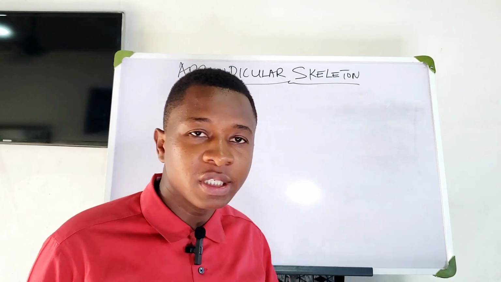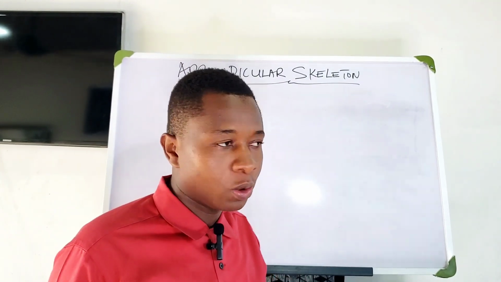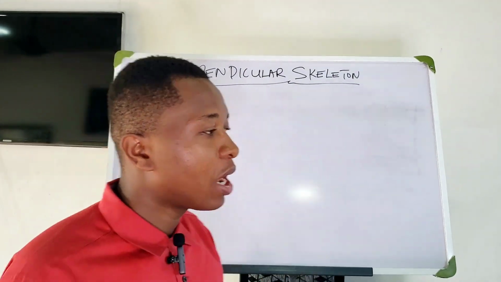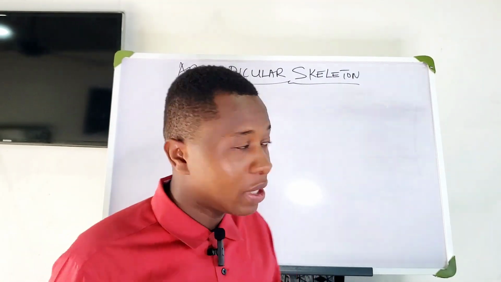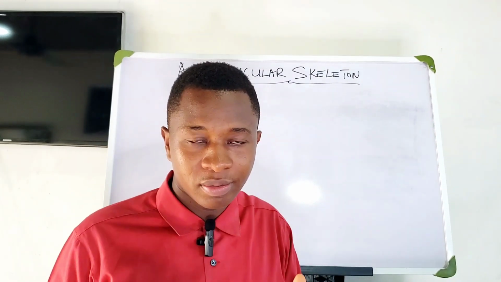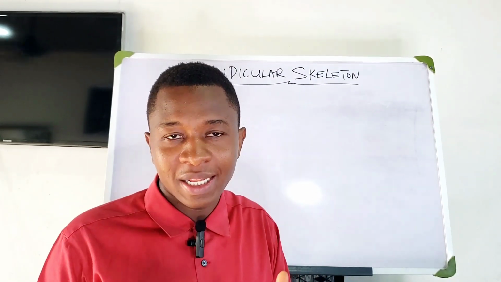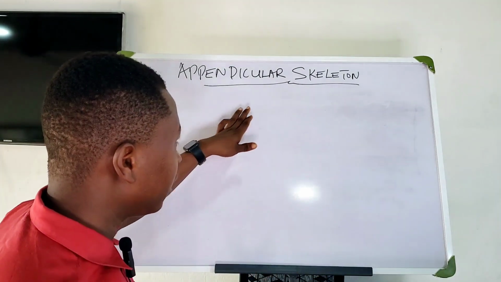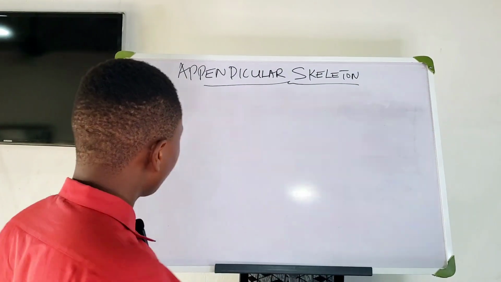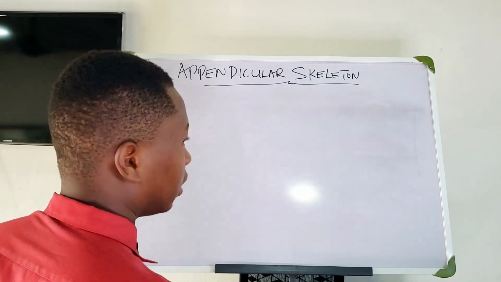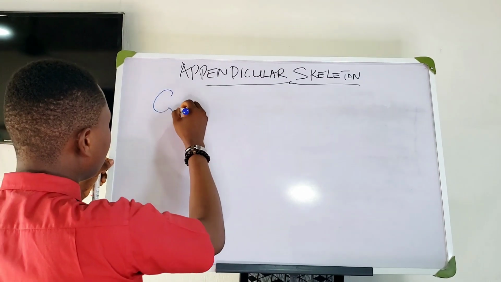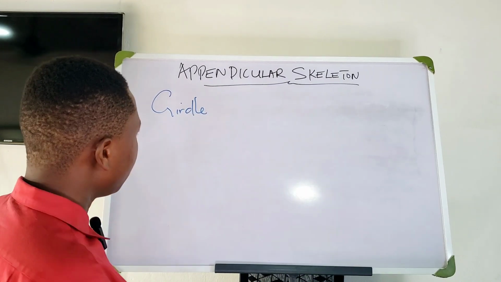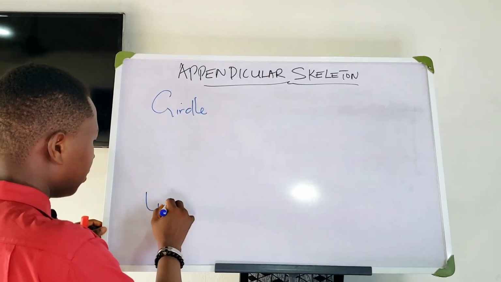Now, in the previous video we looked at the axial skeleton. In this video we are going to be focusing on the appendicular skeleton. The appendicular skeleton consists of those bones that are appended, attached to the axial skeleton. They are broadly divided into two. The first division is the girdle, and the second is the limb.